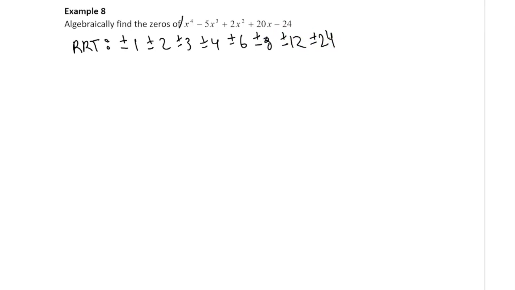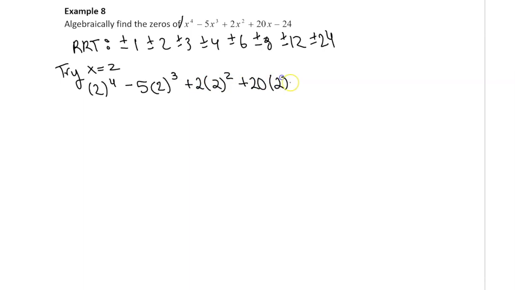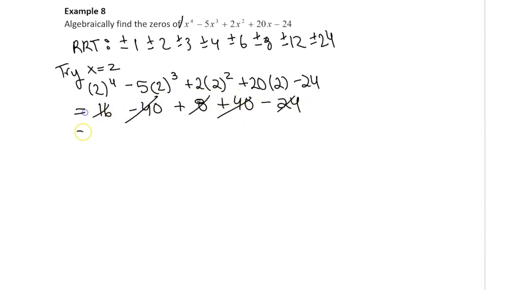Okay, so we have lots of options right there. Once again, we're going to have to think about what we could potentially put in. Let's try subbing in 2 here, and let's see what happens. We get 16 minus 40 plus 8 plus 40 minus 24. This is looking pretty good. 16. We get a remainder of 0. Phew. Okay, so that means that 2 is one of our factors.